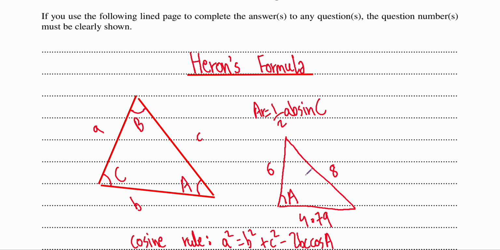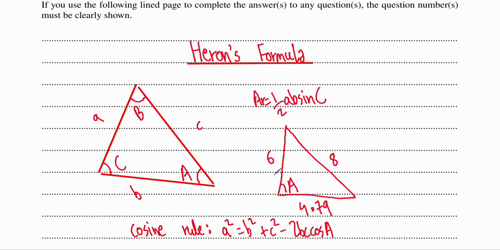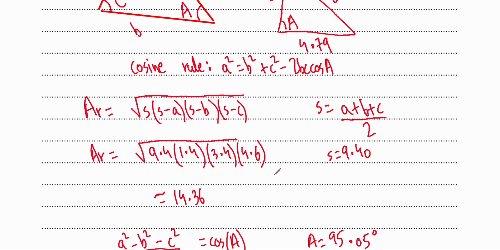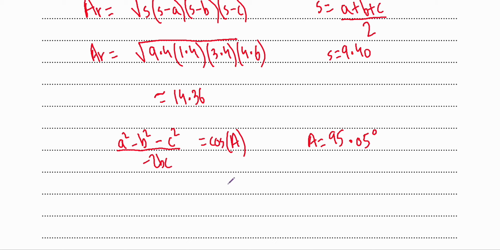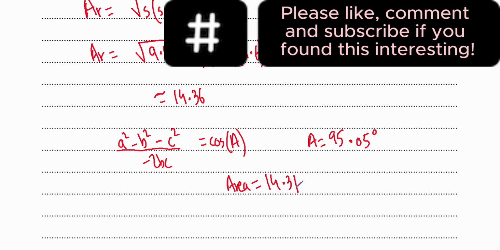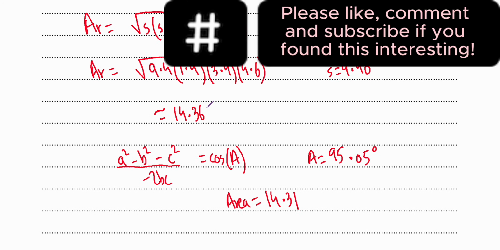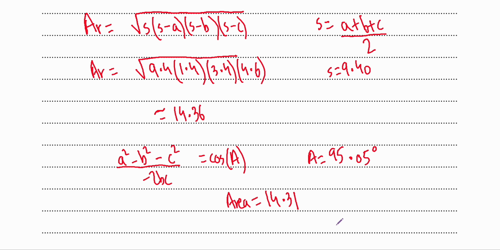We just do half AB sine C. So we do a half times 6 times 4.79 times sine of 95.05. And I get 14.31. So I get area is equal to 14.31. And is that what we got with the other formula? Well, almost. We got 14.36 here and we got 14.31 here.